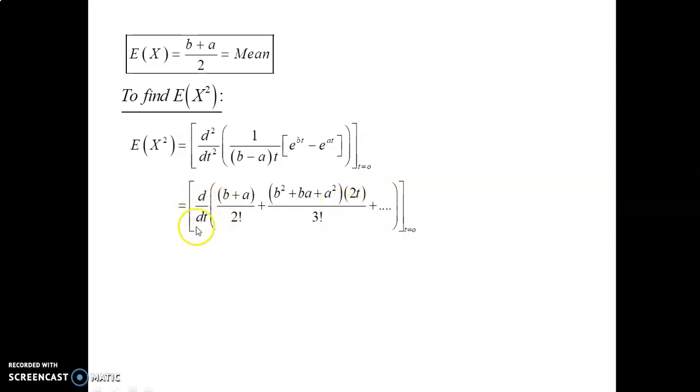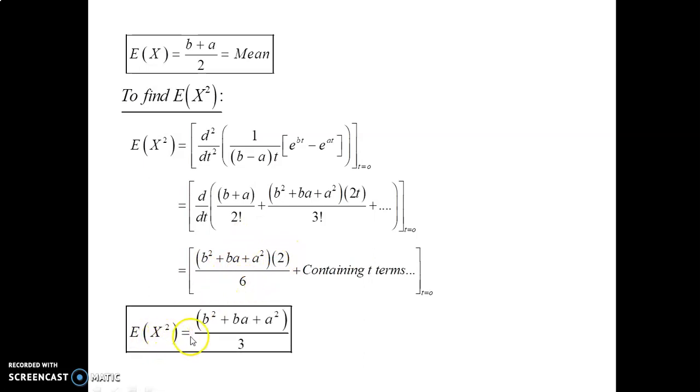Now again differentiate with respect to t. The constant term gives 0. Next, (b²+ba+a²)/3! times the differentiation of 2t, which is 2. The remaining terms contain higher degrees of t, so they still contain t. Now put t = 0: the t terms are 0, so only the constant terms remain. Cancelling there, E[X²] = (b²+ba+a²)/3, since 3 factorial is 6, cancelling with the 2.